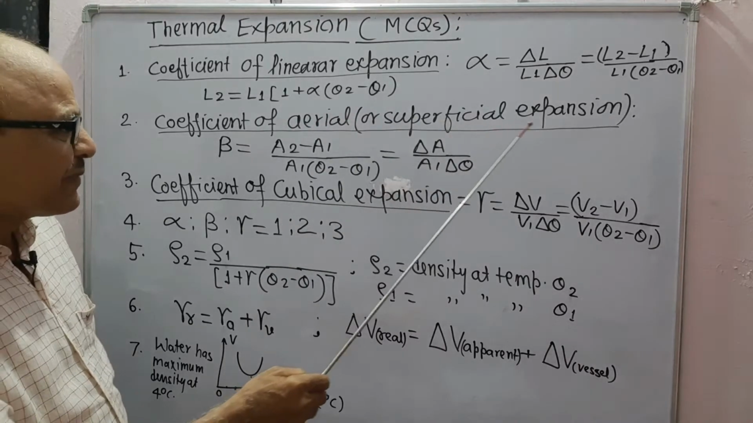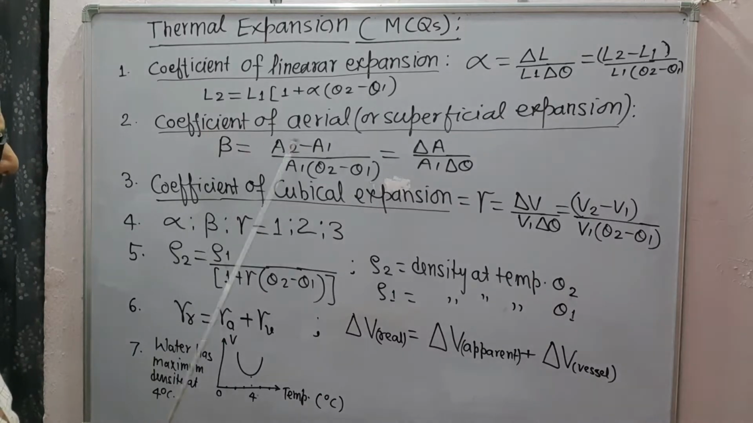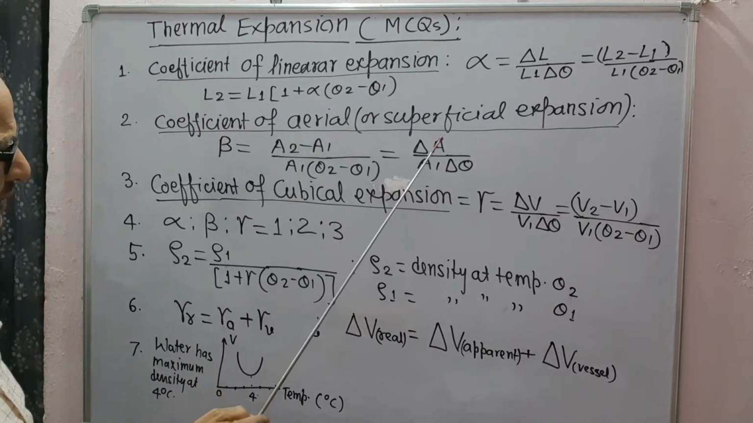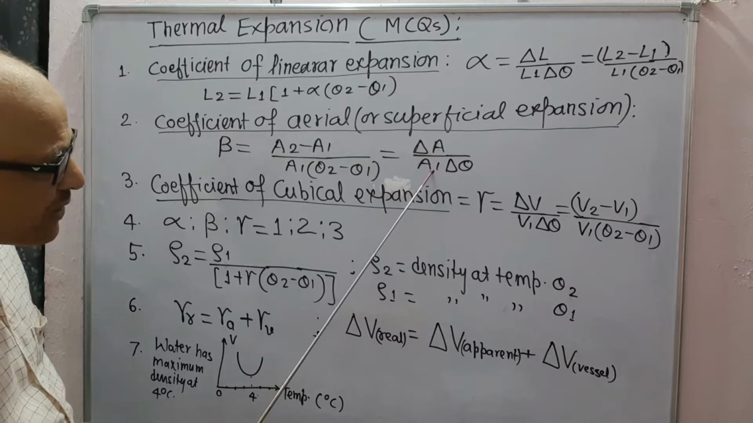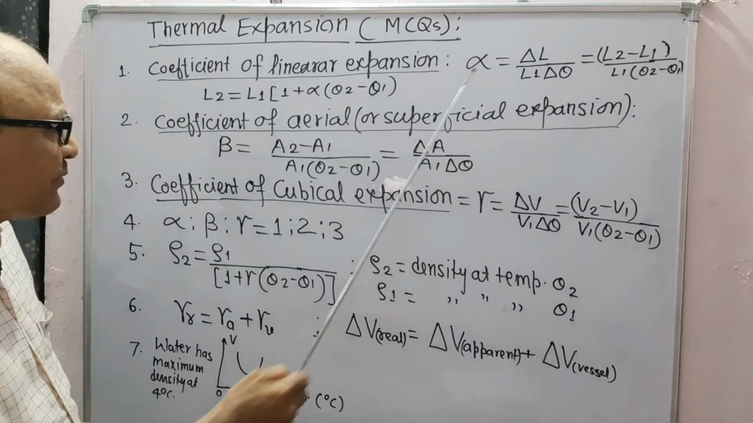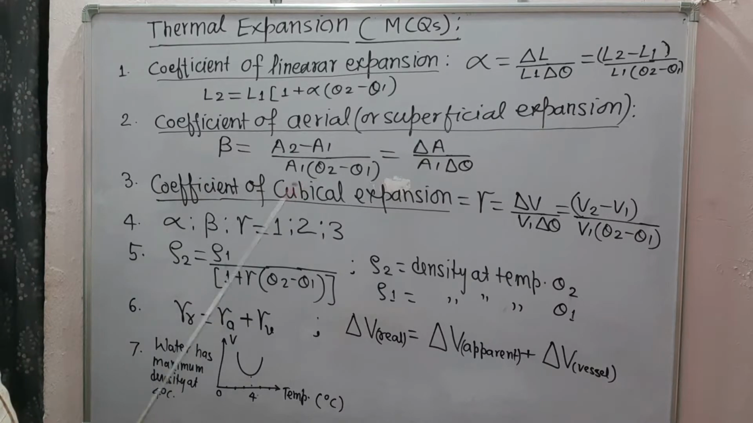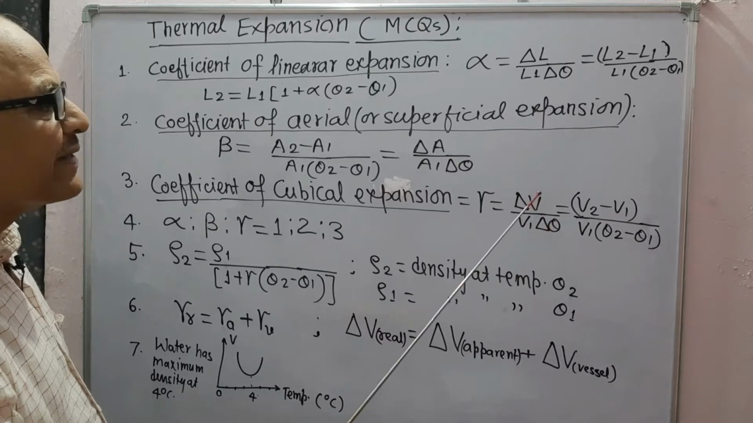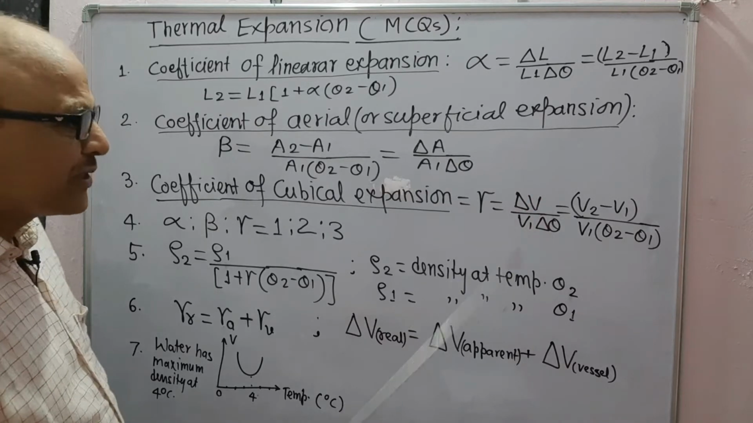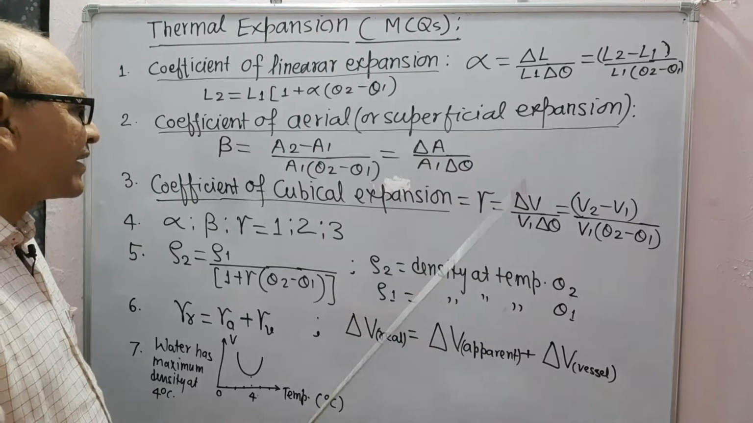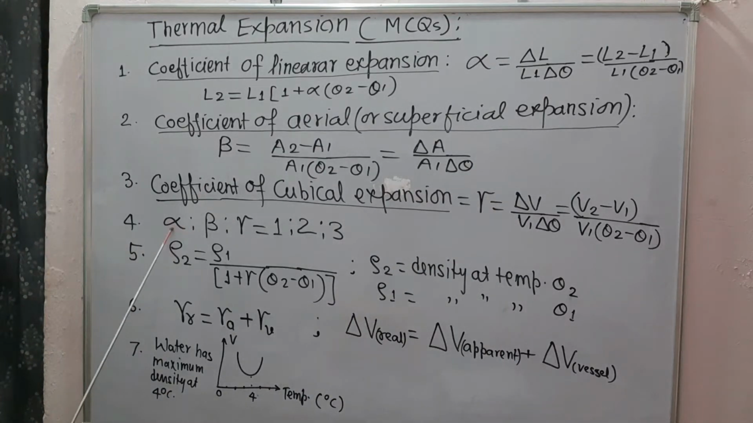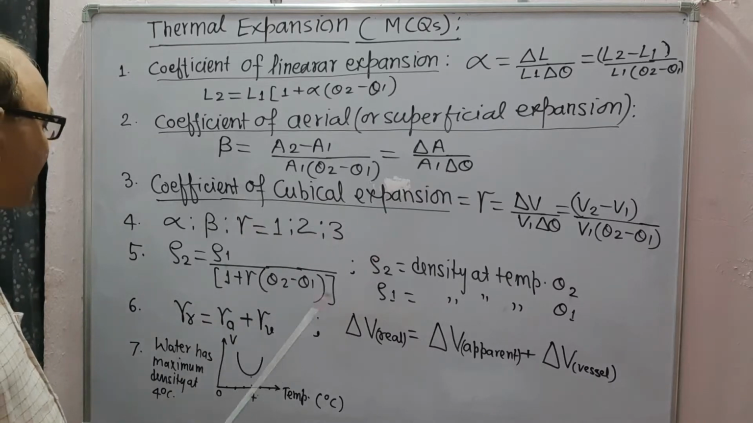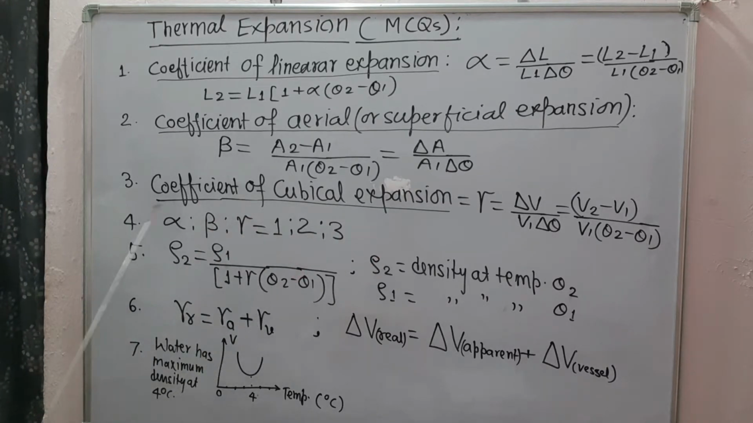In the same case, in case of area, areal or superficial expansion, which is denoted by beta, will be the change in area per unit change of temperature, same unit. In case of volume change, the coefficient of cubical expansion gamma is defined as the change in volume per unit change in temperature. Its unit is also the same. The ratio of alpha, beta, gamma for a substance is 1:2:3.